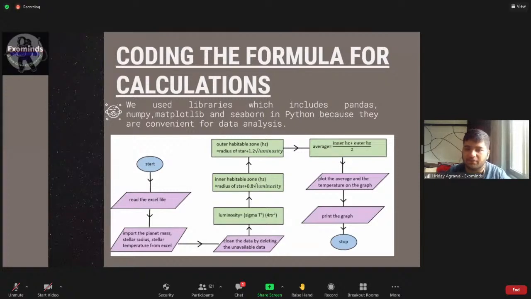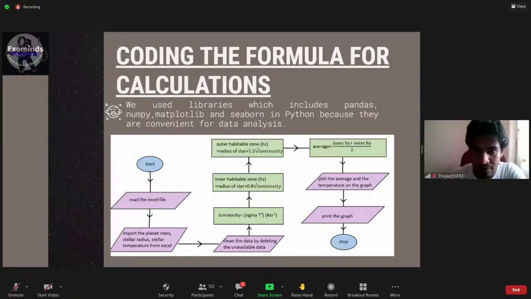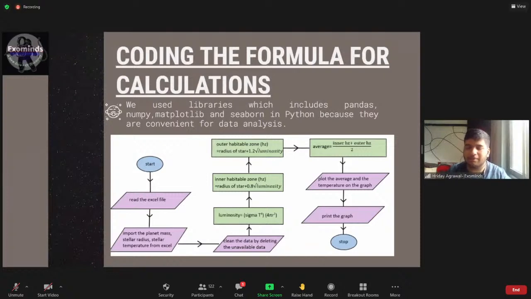First of all, we used pandas in order to import the data and do the data cleaning. And what did we import? Specifically, we included planet mass, stellar radius, stellar temperature, and many other columns. After that, we created functions for luminosity, inner habitable zone, and outer habitable zone, and then we found the average of it. After that, for plotting the graph, we used Matplotlib and NumPy for the calculations, and for plotting the graph and fitting the best curve, we used Seaborn. We'll show you the graph in the next slide.